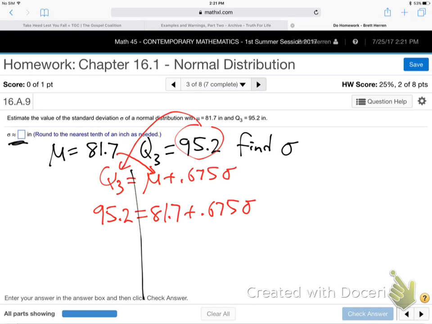Here's the wall. So the little sigma is saying I want to be alone, right? That's what I always tell my algebra students. Sigma wants to be alone. So subtract 81.7. Remember how that works? Remember from algebra? Subtract that from both sides. And then we get something.